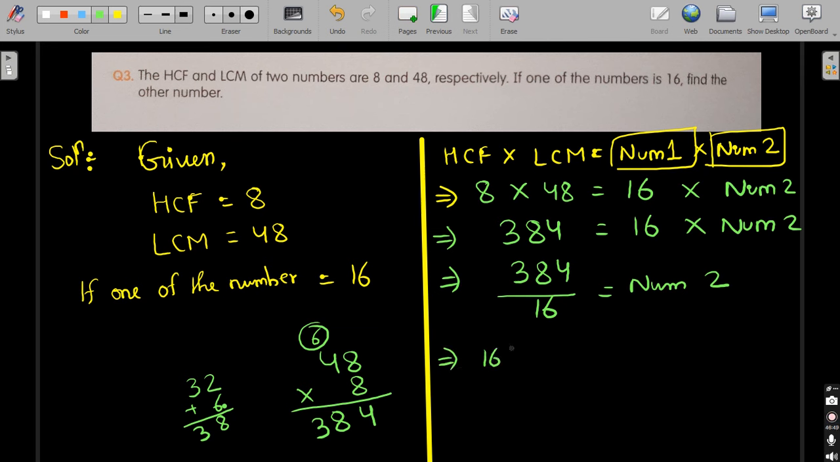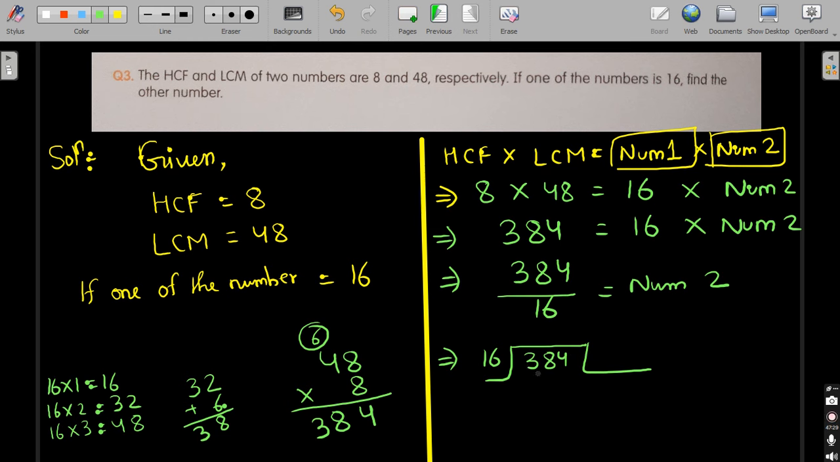Now how will we divide? 384 divided by 16. Already I told you this method, this type of question will come. Then what you should do? First you should find out the multiples of that number. So 16 into 1 I know, 16 1s are 16. Very good. 16 into 2: 16 2s are 32. Now after that 16 into 3: 16 3s are 48. Clear?